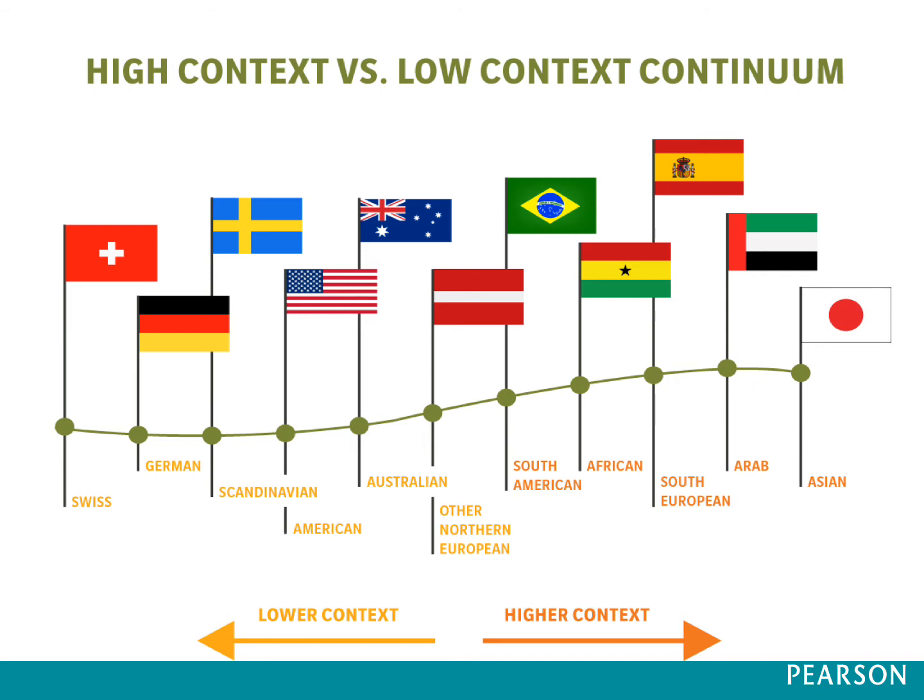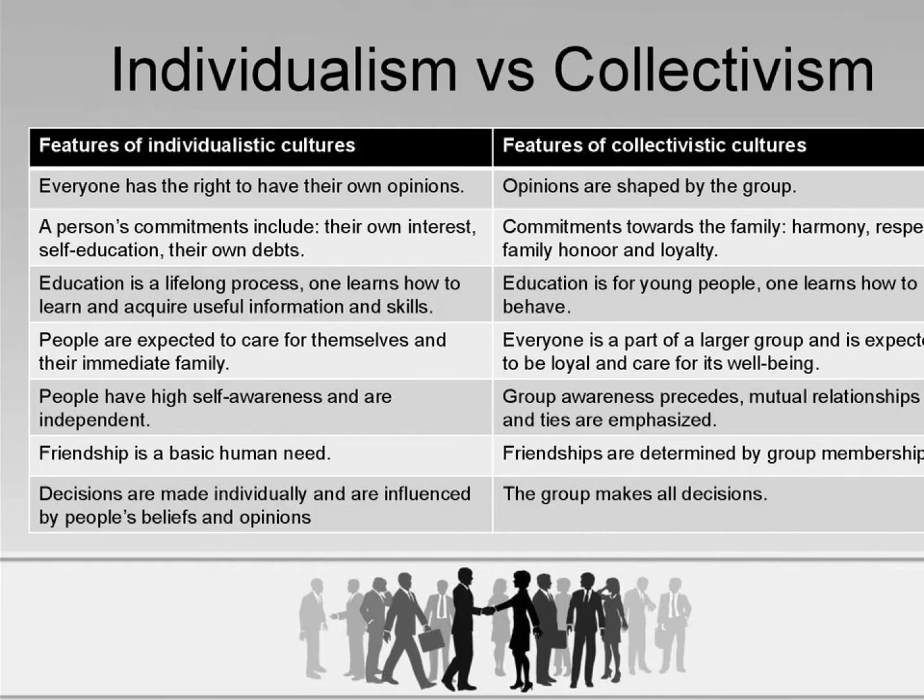High context versus low context continuum. The lowest context country, Switzerland, then Germany, the Scandinavian countries, the United States, United Kingdom, other Northern European countries, the South American countries, the African countries, the Southern European countries, the Arabic countries, and the Asian countries are the most high context countries. How did you do?